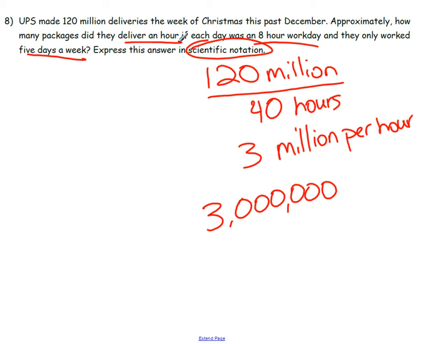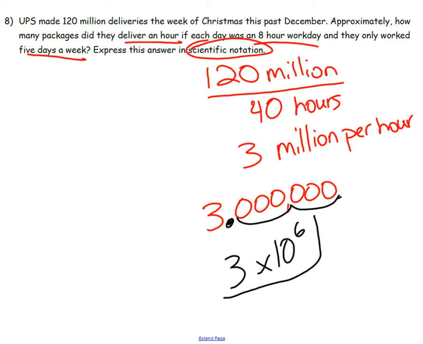So now we need to move our decimal to make a number between 1 and 10. After the 3. So it's going to be 3 or 3.0 times 10 to the 6th because we moved it 6 times. If you put 3.0, that's fine. It's really the same thing.